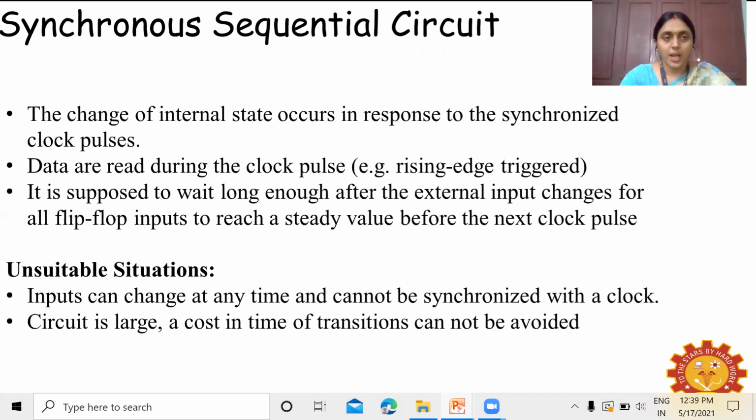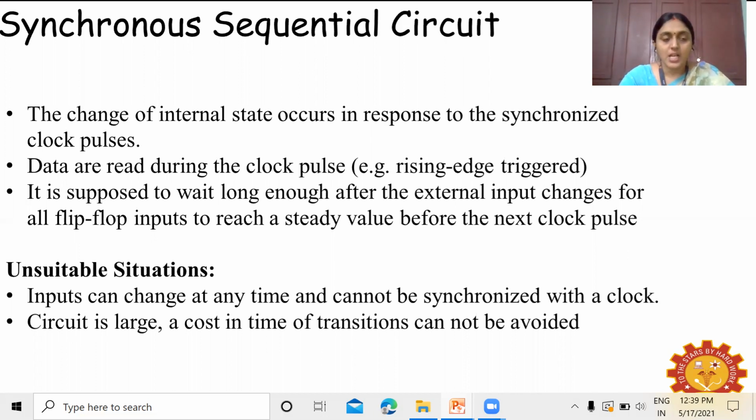Now we will see about the synchronous sequential circuit. The change of the internal state occurs in response to synchronized clock pulses, and the data that are read during the clock pulse make it a synchronous sequential circuit, which we can identify using the rising edge that triggers it. It is supposed to wait long enough after the external input changes for all flip-flop inputs to reach a steady value before the next clock pulse.